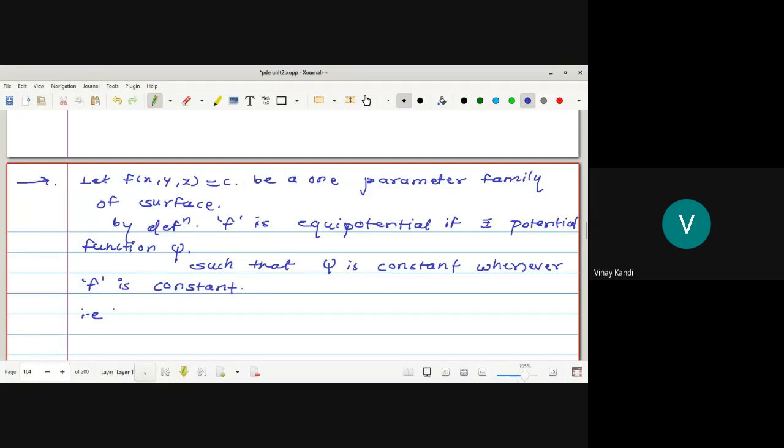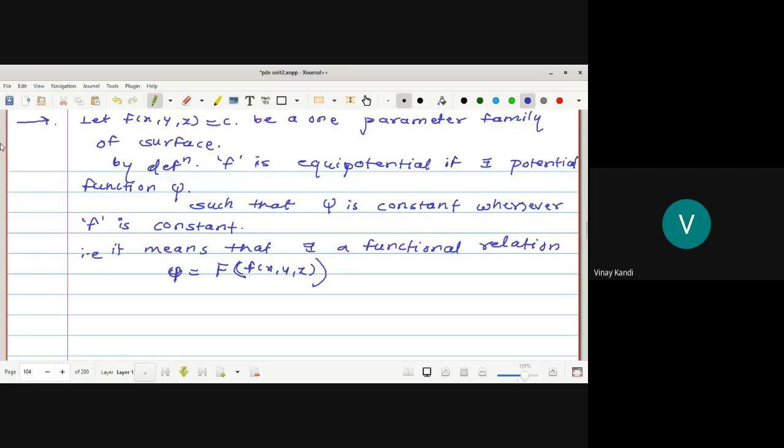That is, it means that there exists a functional relation between psi and f, capital F of f(x, y, z). Whenever f(x, y, z) is equal to a constant, psi will also be constant and psi will satisfy the Laplace equation. Okay, give it as equation number 1. So this is the definition of equipotential surface.